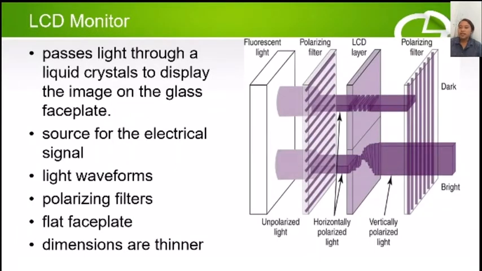LCD monitor. As we can see in the image, an LCD monitor passes light through a liquid crystal to display the image on the glass faceplate. Additional components include a source for the electrical signal, light waveforms, and polarizing filters. This monitor typically has a flat faceplate and its dimensions are thinner.